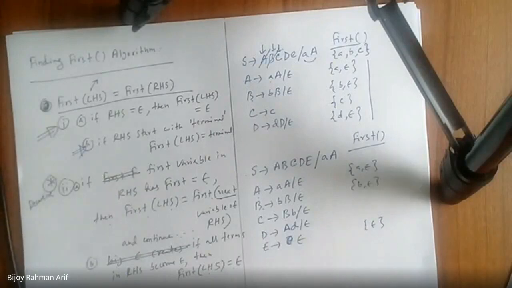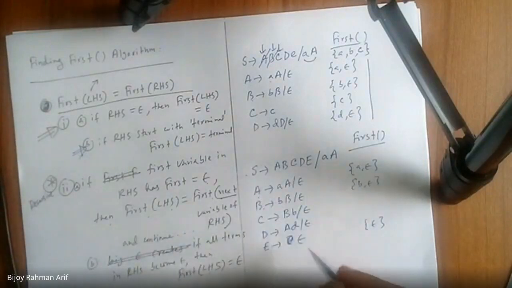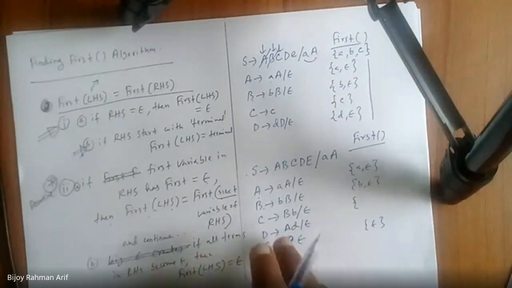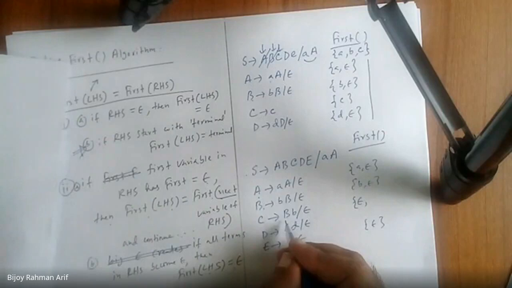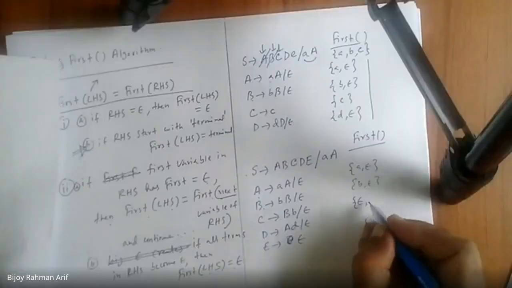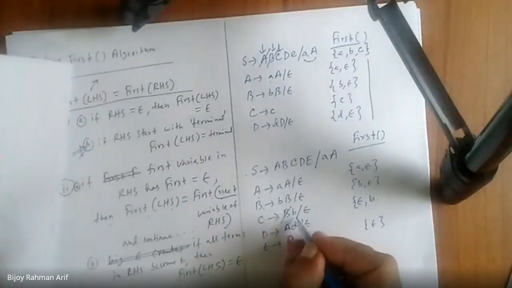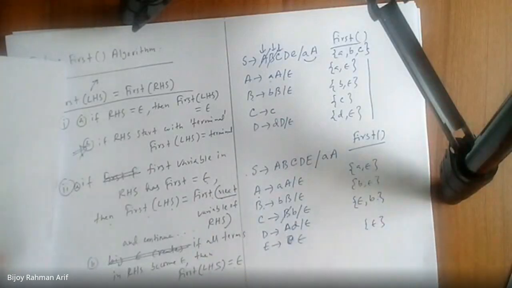Now let's take another one. Again apply Occam's razor. This rule is very complicated, so let's take this one. What is first of C? There is epsilon there, so epsilon. And first of B? First of B is nothing but small b, and epsilon. If you put epsilon here, this is crossed out. B is exposed. B is already written, so we don't need it.